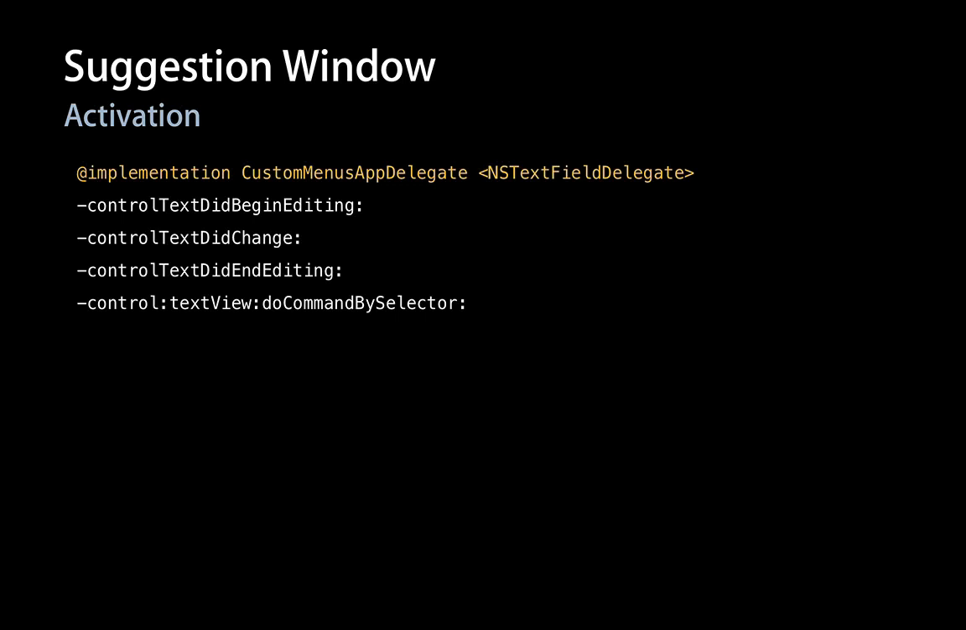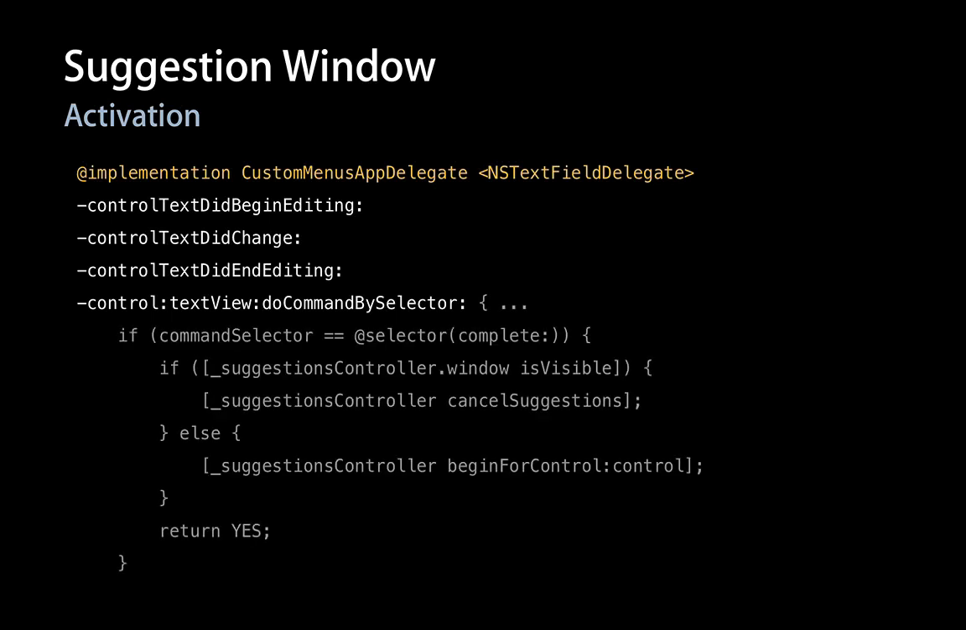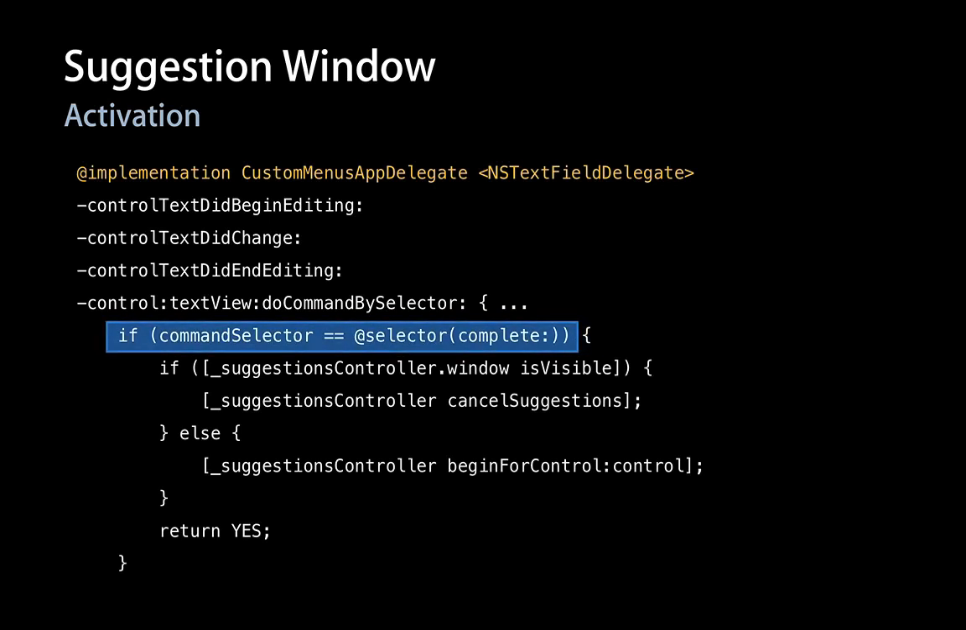If you remember earlier in our custom menus section of the talk, interpret key events calls do command by selector. And this is what's actually going on in the text field. The text field then will go ahead and forward that on to its delegate via this control text view do command by selector. And the main reason we want to implement this is to search for the complete action.